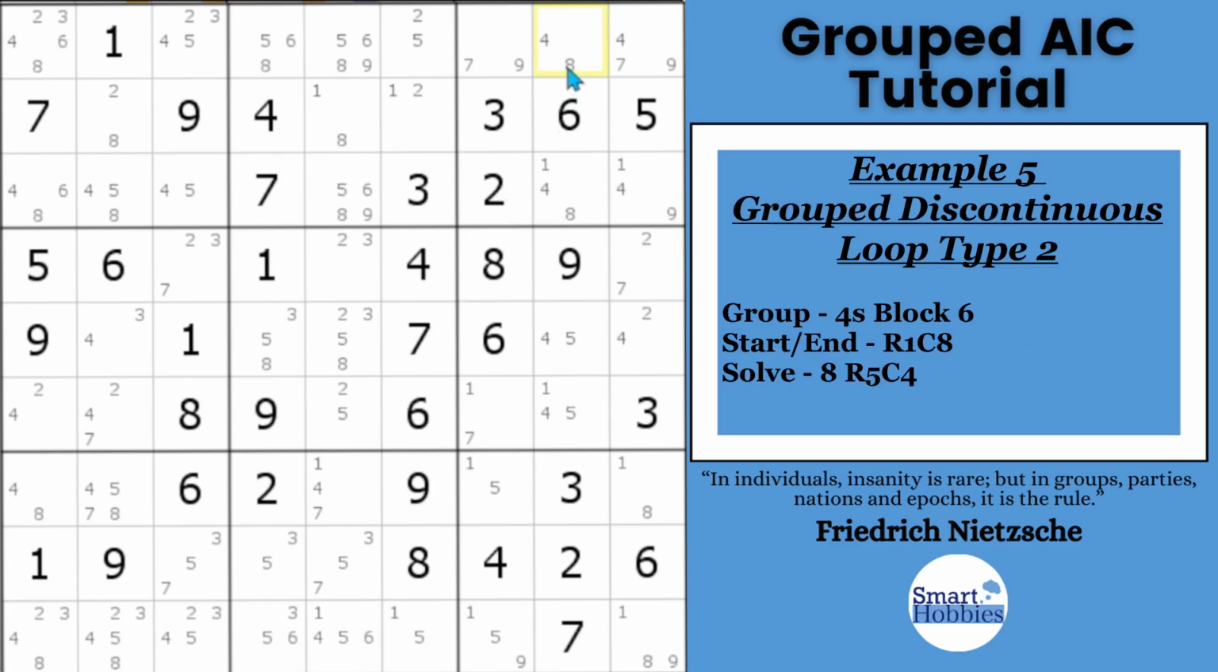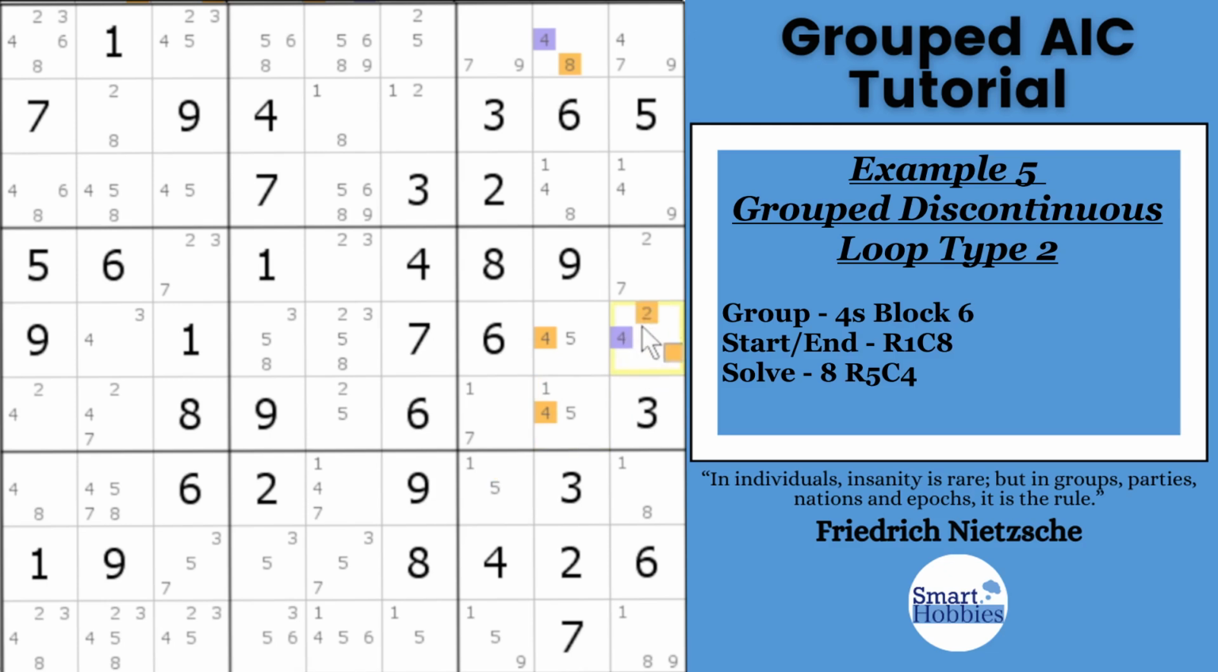So we're going to start up here in this cell with this 8, and this 8 has a strong link to this 4, right? So strong link to that 4, and then you come down and our grouped AIC is right here, a weak link to these 2 4s. Okay, so those, again, it's okay because they act as lock candidates. They're in the column and they are in the block. All right, and then they have a strong link to this 4 because it's the only other 4 in block 6.